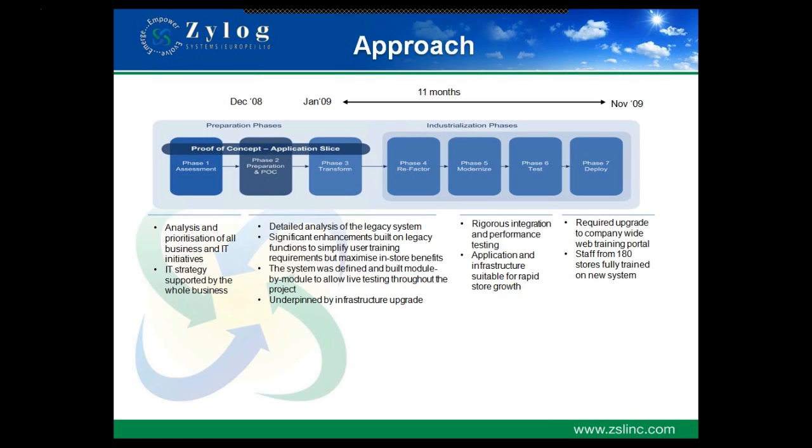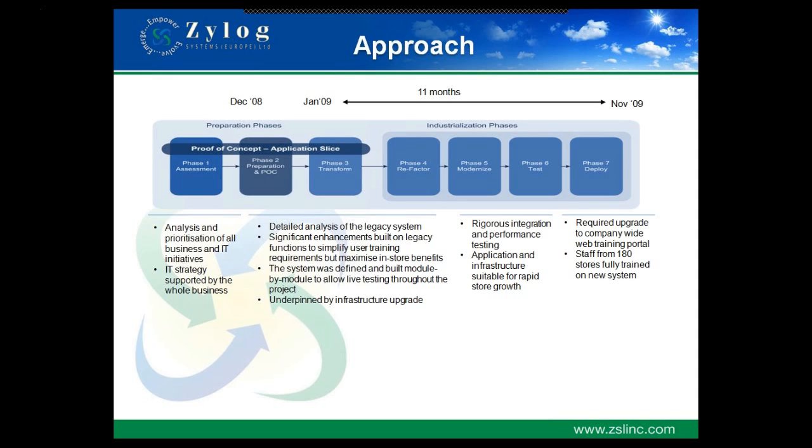Following this, we then engaged on an 11-month modernization project to take the whole legacy application and deliver a functionally based application, including business changes and all the enhancements that the client needed, and deliver them a modern application which can also coexist with the legacy application.